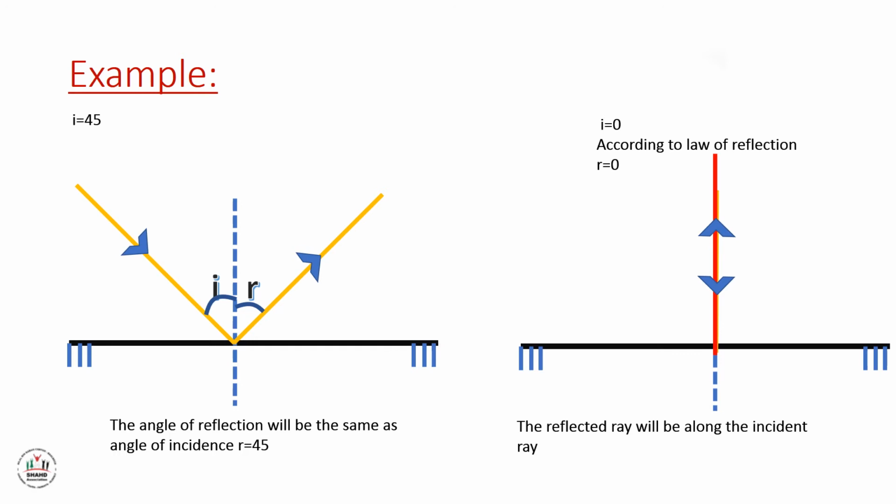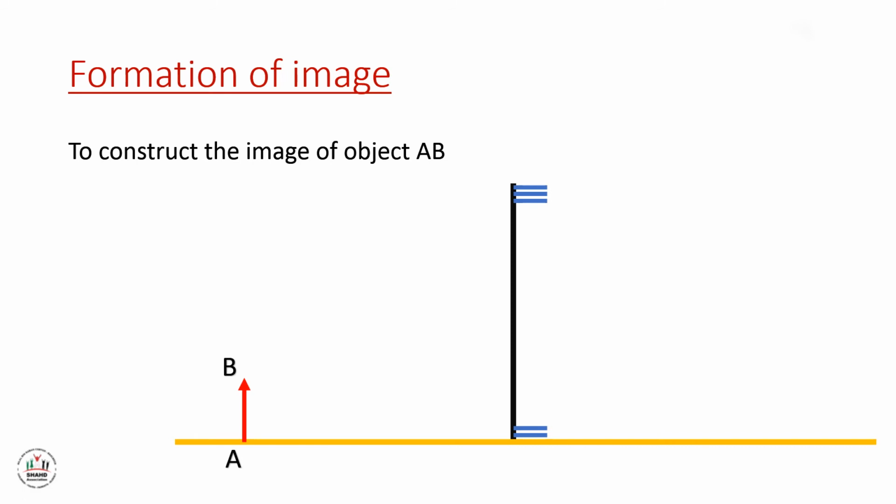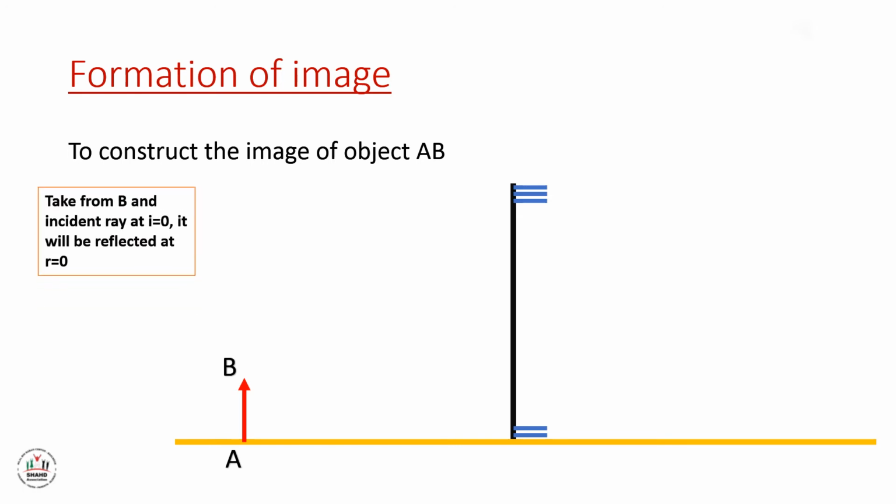Now, we will see how can we draw the image A prime B prime of the object AB. This is the mirror. Behind the mirror, we have the object AB. So to draw the image A prime B prime, we will start by the point B. We will draw the image of the point B. To do that, we have to take from B two rays and we have to draw the corresponding reflected rays. So the first one, we have to take from B a ray at an angle of incidence of 0 degrees.